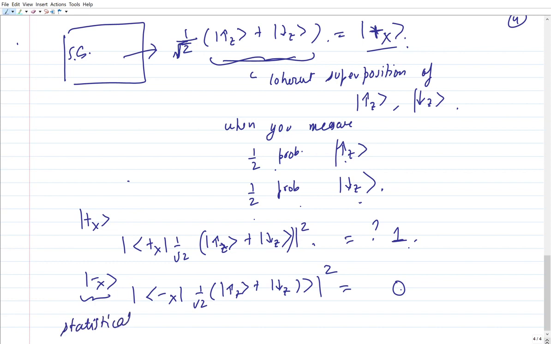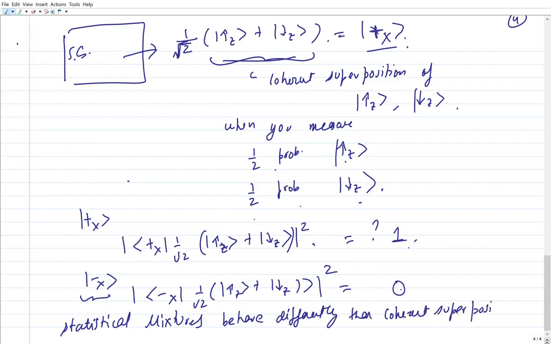So the conclusion is that statistical mixtures, when I am combining a coin toss or my subjective probabilities with the quantum state preparation, behave differently than coherent superpositions.